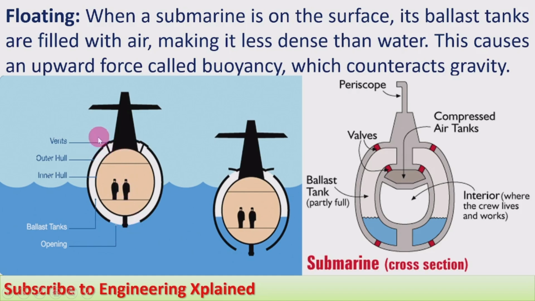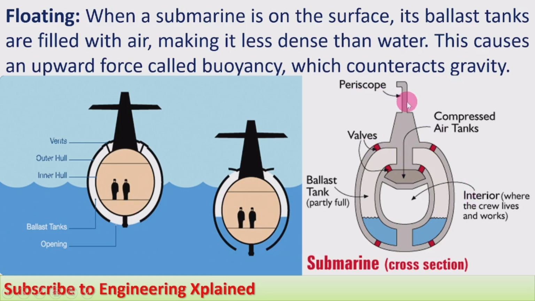Here again, vents are used, with the outer hull of this ballast tank and the inner hull, and these are the ballast tank openings provided. Usually the openings are holes, and through them the water will be supplied. And when it starts filling, it will dive. And here we can see the cross section of this ballast tank and submarine.